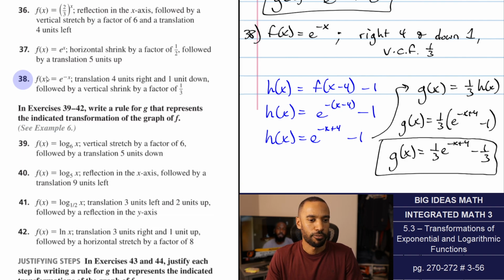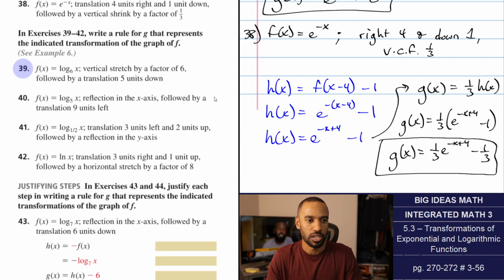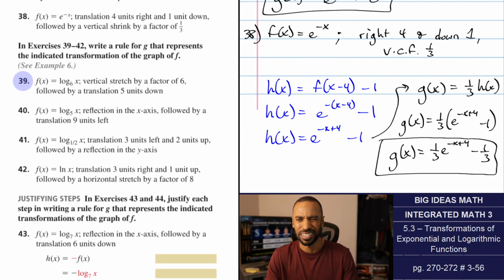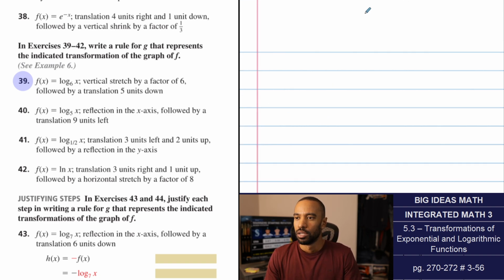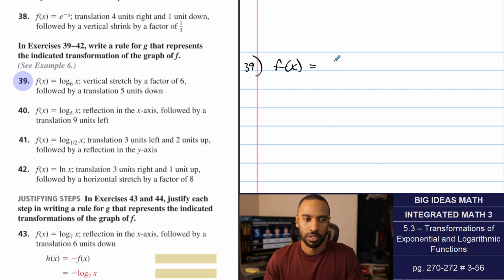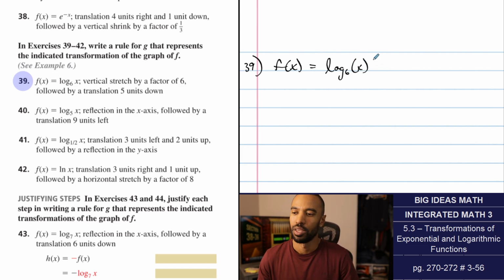All right, numbers 39 to 42. Write a rule for g that represents the indicated transformation of the graph of f. No real change on these. It's just logarithms instead. We're just taking our function and doing what we're doing. So there isn't actually a change. This function can be whatever we want and we're good. Simplification may change what we do, like for polynomials, we did a lot of expanding our binomials and stuff.